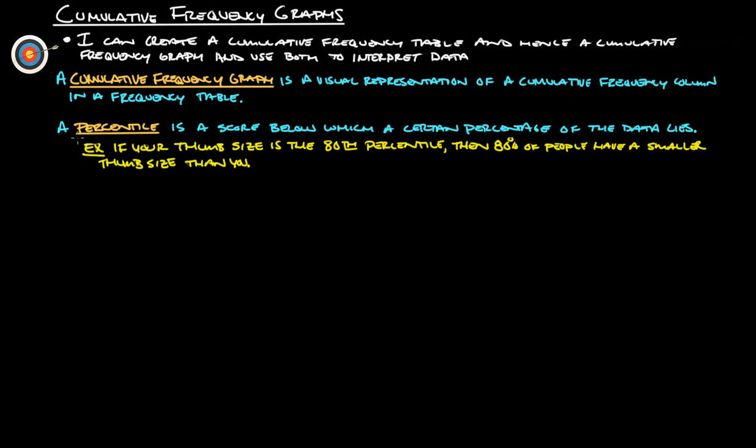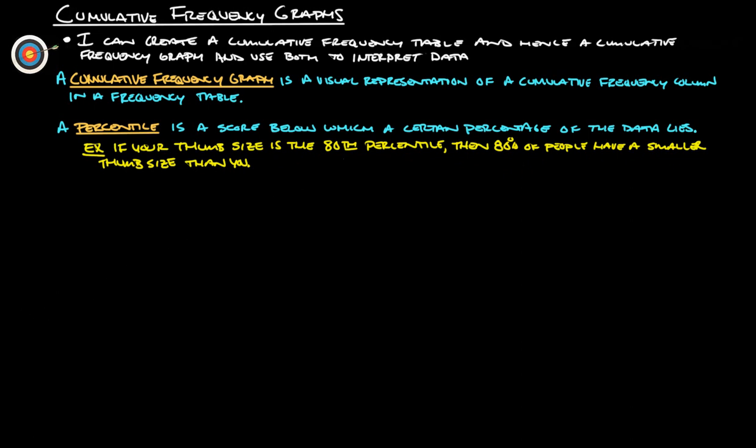Okay, a percentile is a score below which a certain percentage of the data lies. So, for example, if your thumb size is the 80th percentile, then 80% of the people have a smaller thumb size than you, and the other 20% of the people have a thumb size that is larger than yours. Okay, so that's what a percentile is.